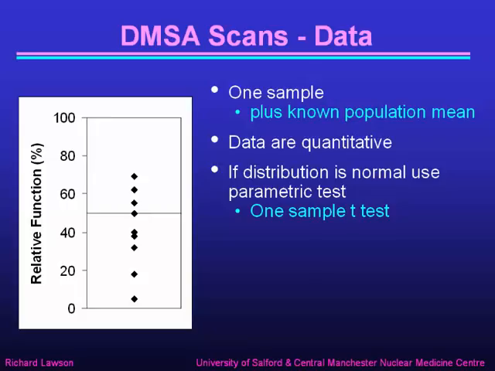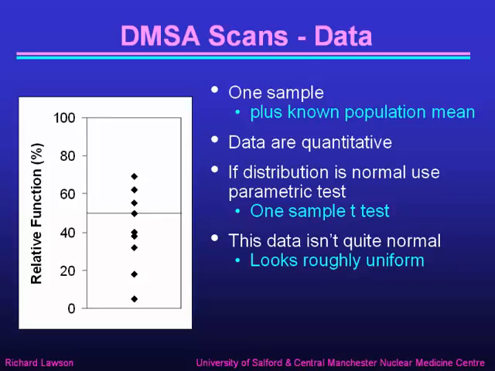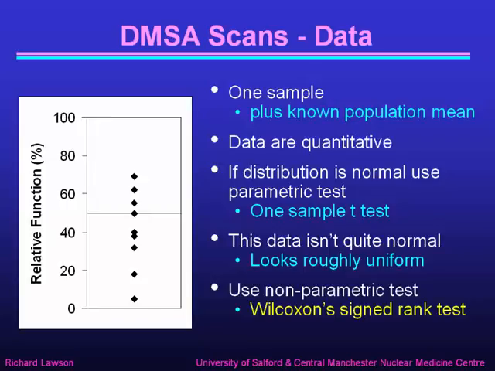Actually, here I think the data are probably quite strung out and uniformly spread between 5 and 70. So there's no peaking at the centre, which would make it like a normal distribution. So although you might get away with a t-test in this case, let's be cautious and assume that they're not normally distributed, so we'll use a non-parametric test. And the non-parametric test that is appropriate here is Wilcoxon's signed rank test.